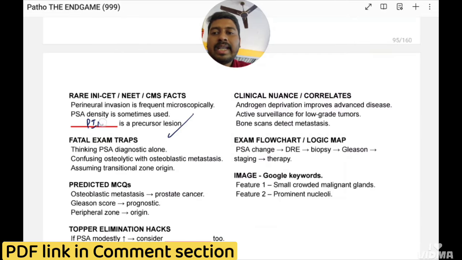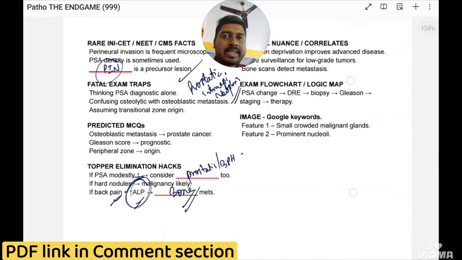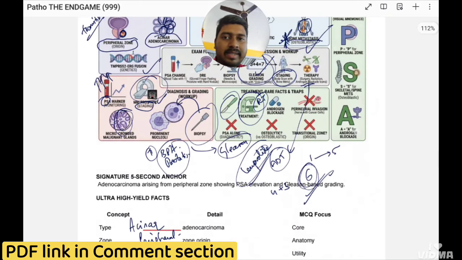Which is the precursor lesion? We call it PIN, which is known as prostatic intraepithelial neoplasia. So this is a precursor lesion of prostate cancer, which is seen on biopsy. If PSA is moderately increased, then consider prostatitis and BPH also. If back pain is there along with increased ALP related to bone, that means there is bone metastasis. I think I have explained everything regarding this.